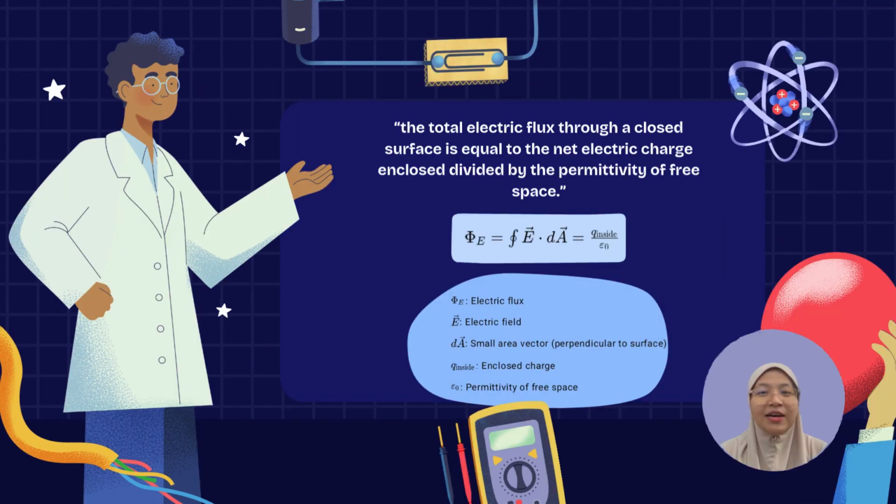First of all, I am going to talk about Gauss's law. Gauss's law is a fundamental law in electrostatics. It tells us that the total electric flux through a closed surface depends only on the charge enclosed within that surface. Mathematically, it's written as Φ_E equals the surface integral of E dot dA equals Q inside over epsilon naught.